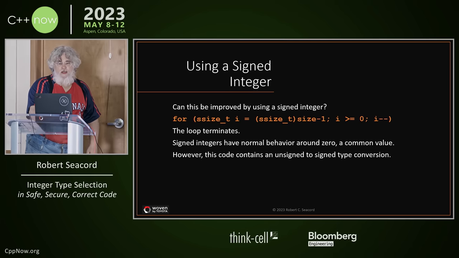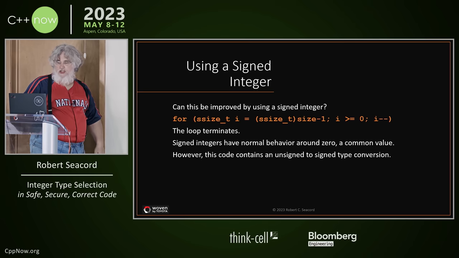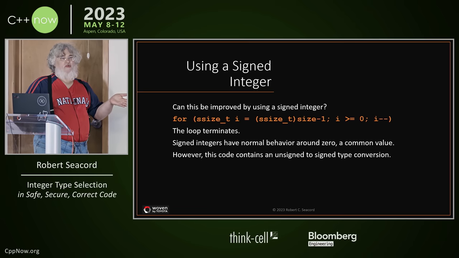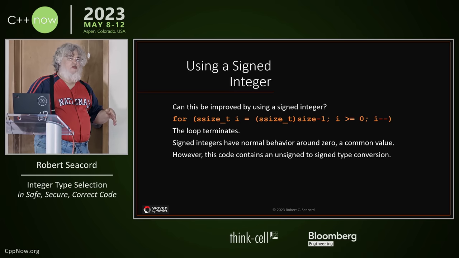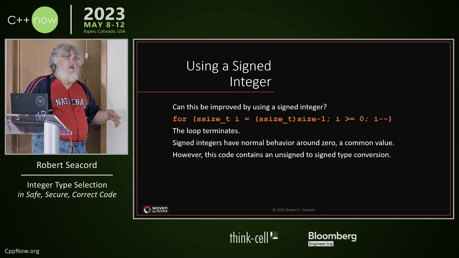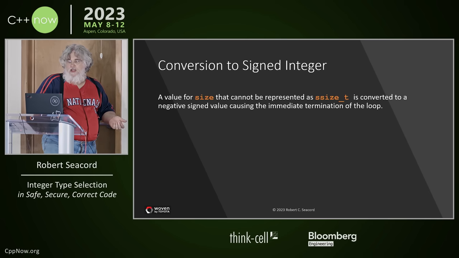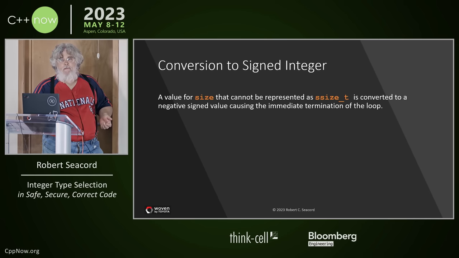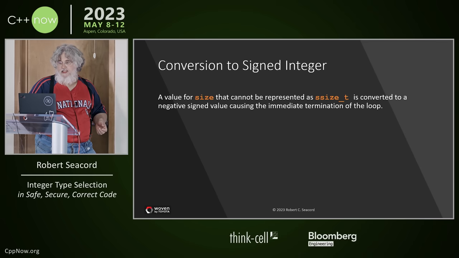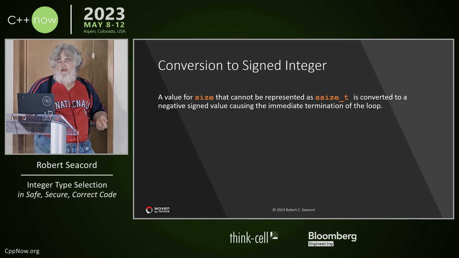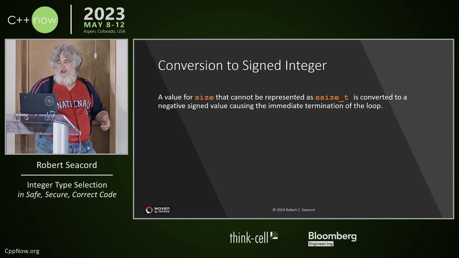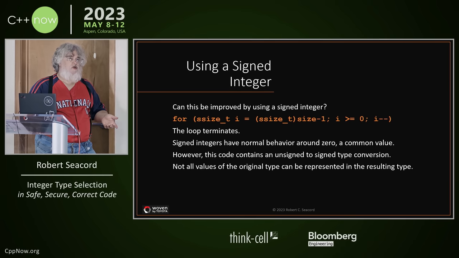But there is an unsigned to signed type conversion in this code. And this is a place where C and C++ are actually different. In C, an unsigned to signed type conversion can result in an implementation defined signal and some other bad things. C++ doesn't allow for that. But certainly, not all the values of the original type can be represented in the resulting type. So if you had a value for size that could not be represented as a signed value, it would be converted to a negative value, which would cause the loop to terminate immediately, right? So basically, this loop is broken.